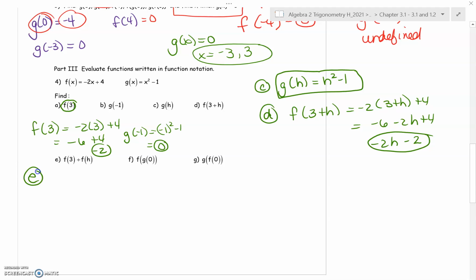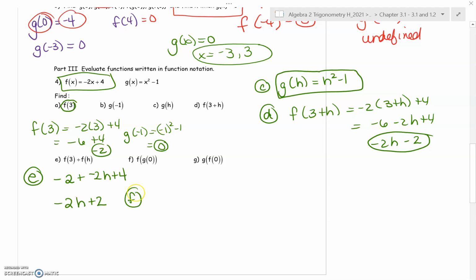Okay, come on back, let's try E. So notice for E, they want us to do f of 3 plus f of h. We already found f of 3 is negative 2. And for f of h, you're going to substitute h in for x. So I took f of x, and everywhere I saw an x, I replaced it with h. So now I have some like terms. Negative 2h plus 2 is your answer.